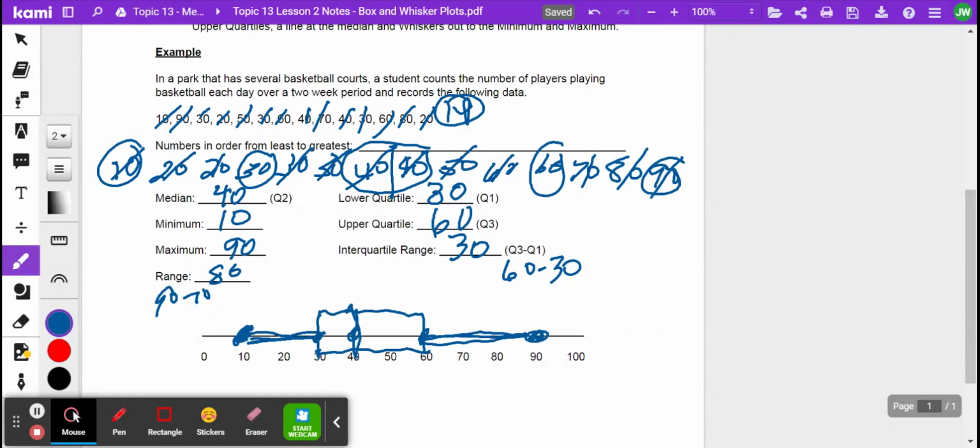So you have the 5 points, 10, 30, 40, 60, and 90, and then we draw our box around, and then we put a line for the median and draw our lines out, which are my whiskers. So that is how you do them.